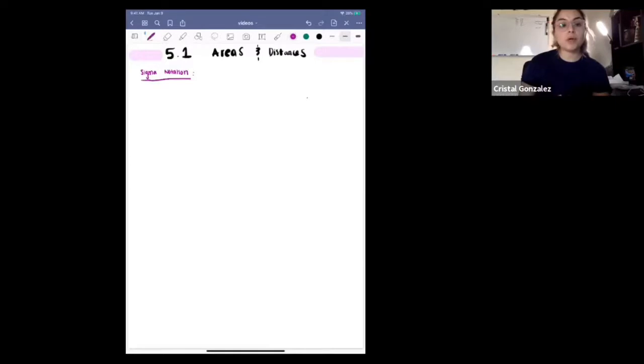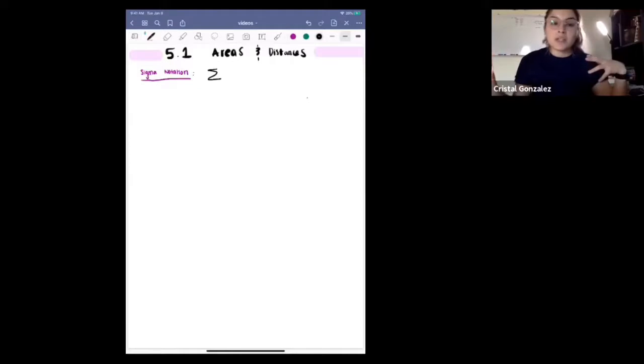But before we get started, I need to go over some notation, which is called sigma notation. The reason we need to do that is because using sigma notation is going to help us evaluate the area under the curve. And I'll show you what I mean right now. So what is sigma notation? Sigma notation looks like this. It's a big old funny looking E. That's all it is. It's nothing crazy.